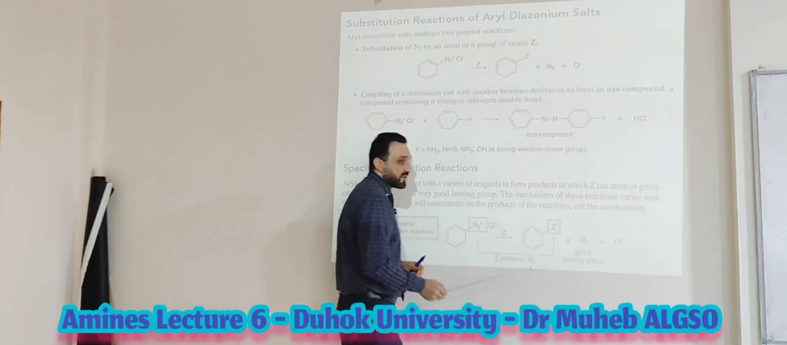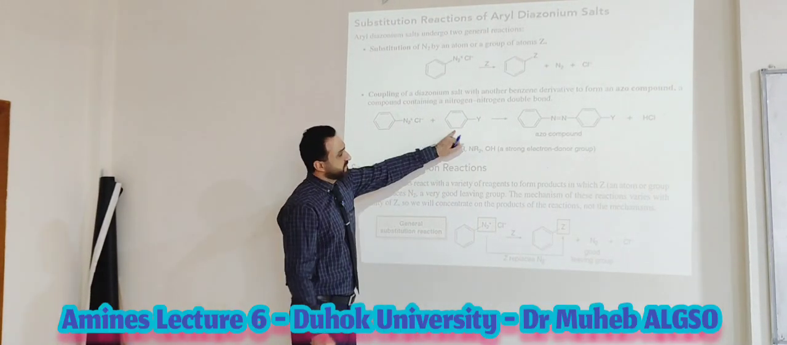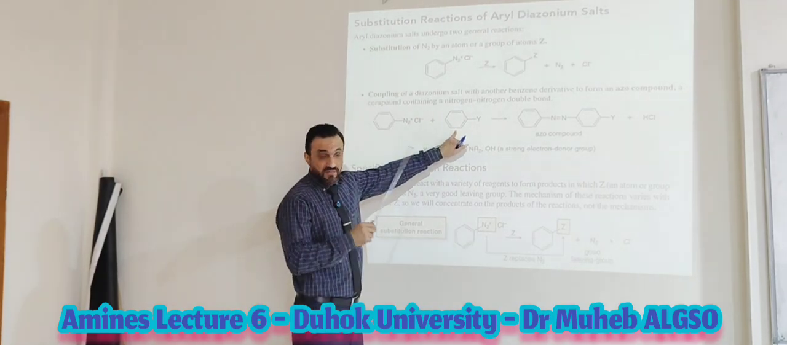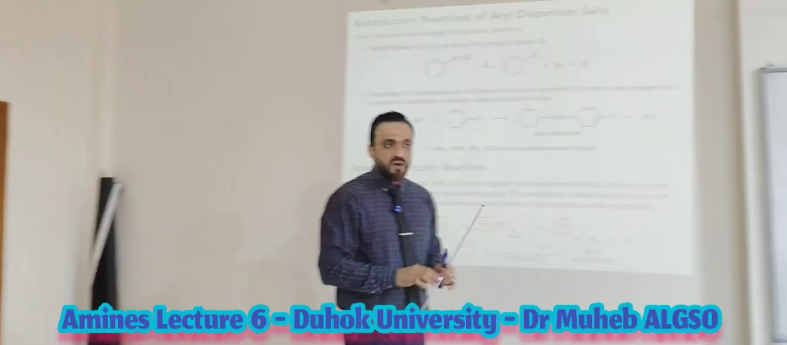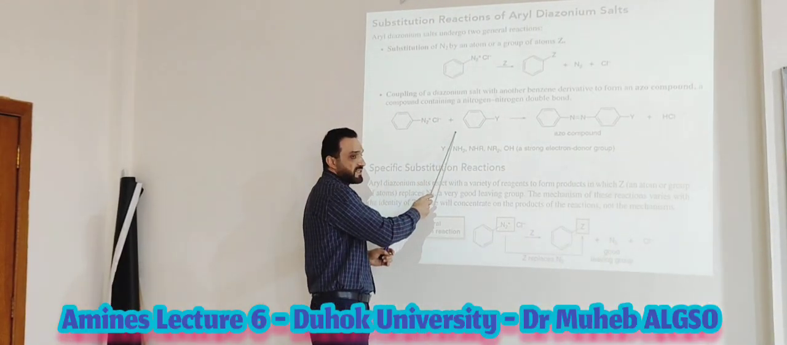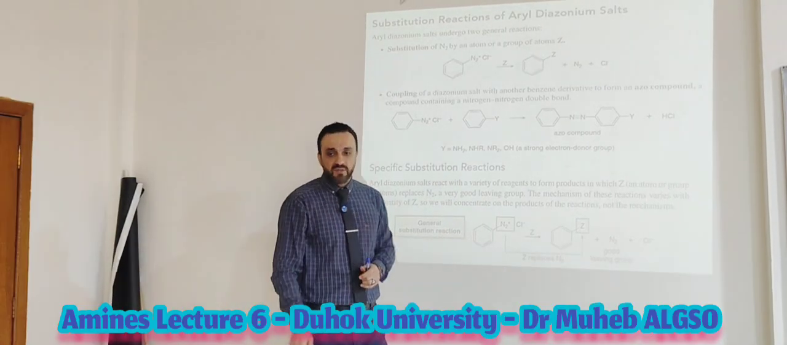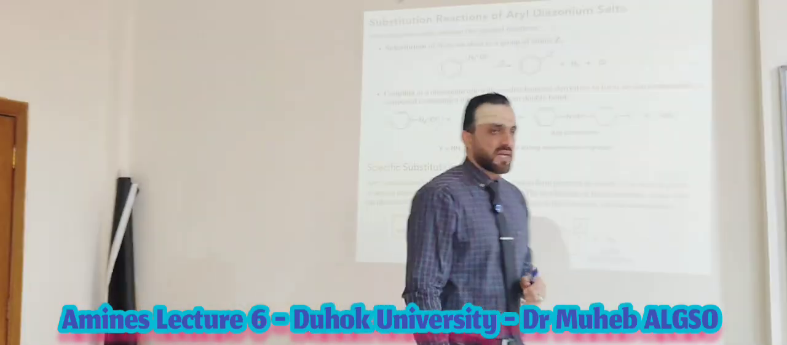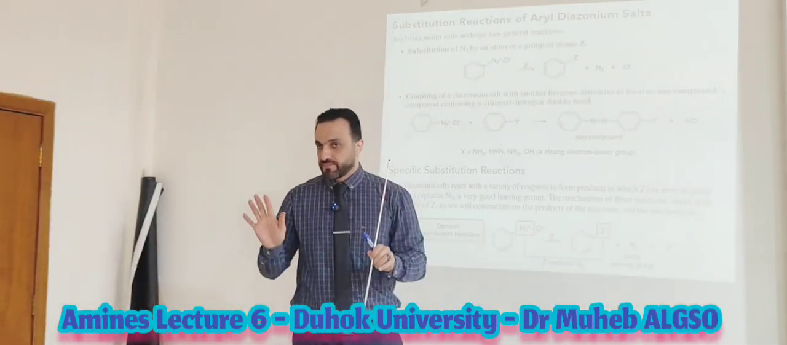What does strong electron donor group mean? It means this benzene ring here is activated or deactivated? Donating means activated. So the diazonium salt will enter the coupling reaction, and the second part of the coupling reaction is an activated aryl compound. Activated, not deactivated. Activated aryl compound. Clear? Do you have a question?